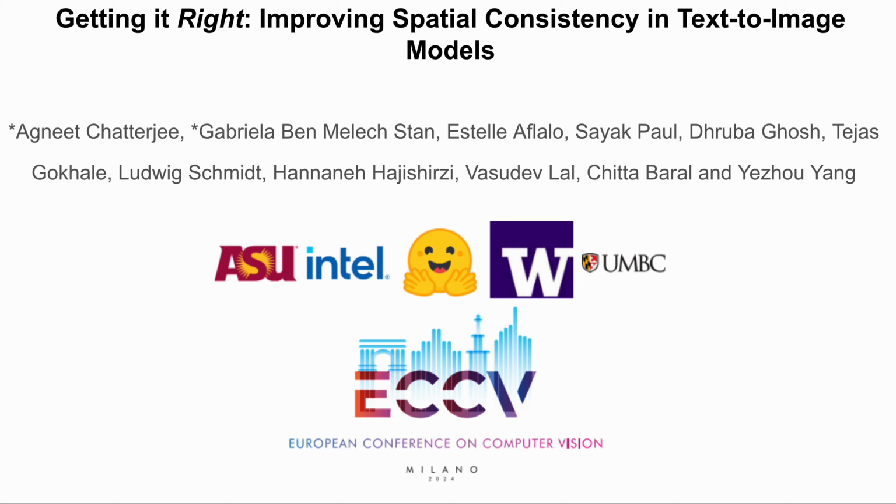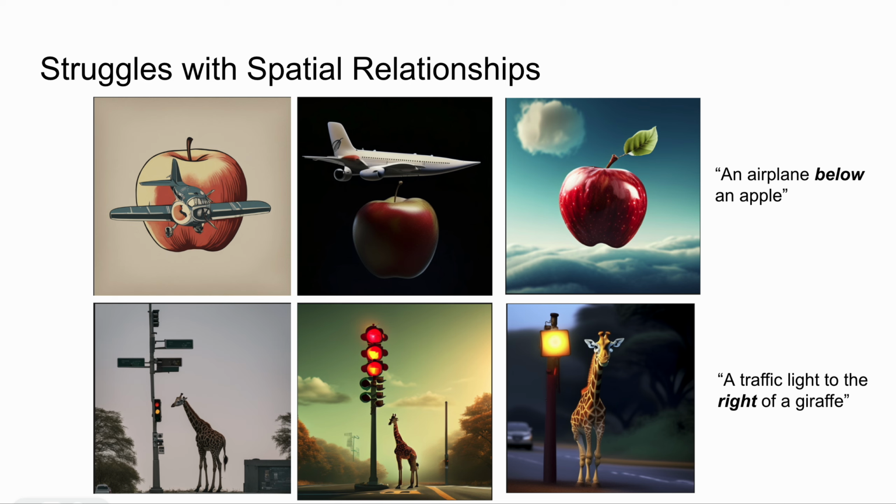Hello everyone, I'm Agneet, and today I'll be talking about our work, Getting It Right: Improving Spatial Consistency in Text-to-Image Models, which will be presented at ECCV 2024. This work is a joint collaboration between Arizona State University, Intel Labs, Hugging Face, University of Washington, and University of Maryland, Baltimore County.